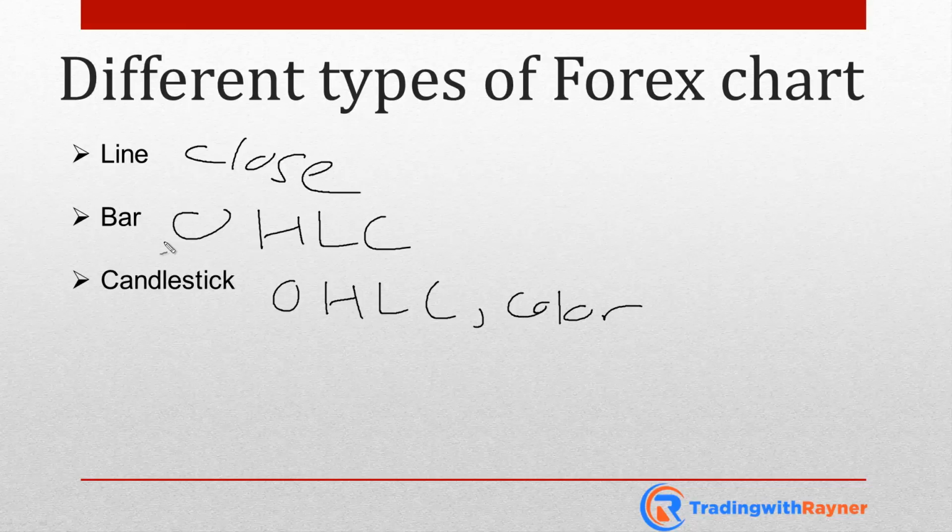So based on this, you would know that the candlestick chart typically offers more information to you as a trader because it gives you the open, high, low, close, as well as the color of the body to kind of show you the momentum behind the move. So with that said, let's have a look at these three different charts.